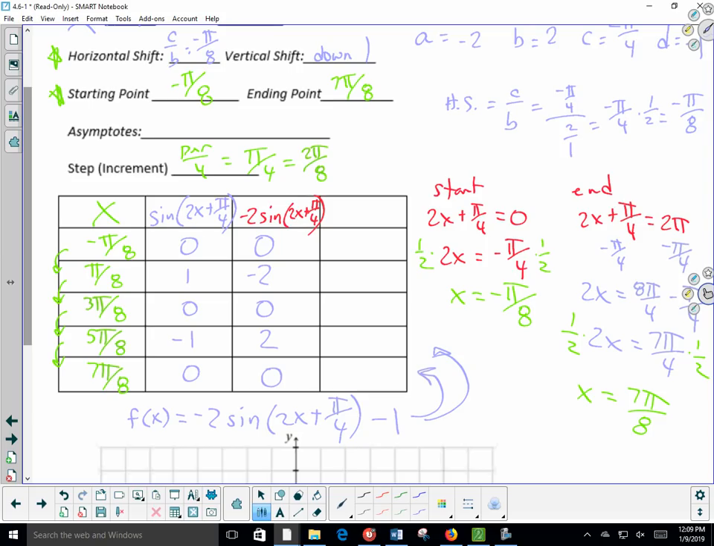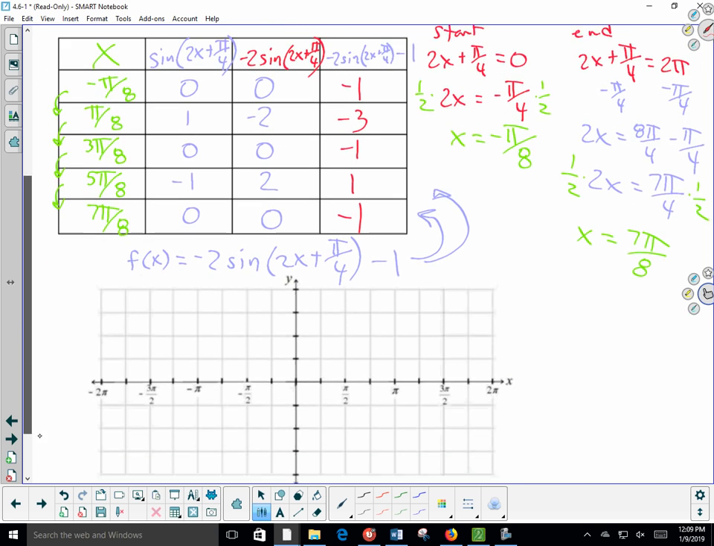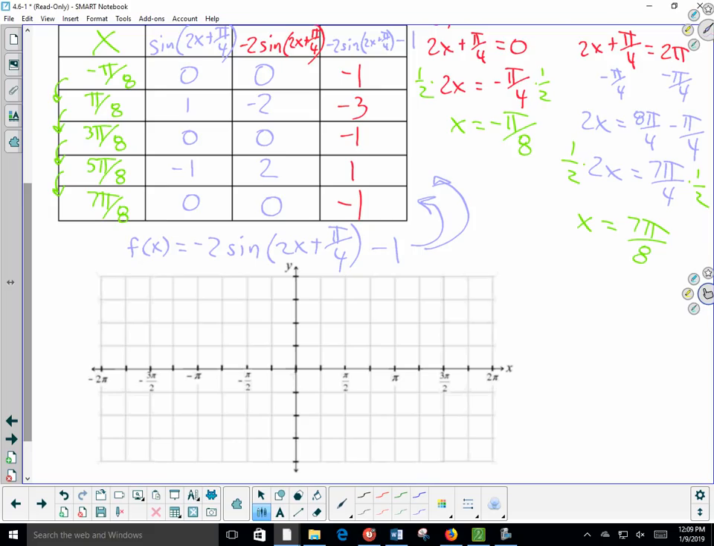And then my last column here is going to be that same -2 times the sine of 2x plus pi over 4, minus 1. I'm trying to squeeze that all in there. So I need to subtract 1 from everything here. And so in order to do that, I'm going to have a -1, -3, -1, 1, and -1. Hopefully I did that subtraction right. And so now I'm ready to graph this sine function.